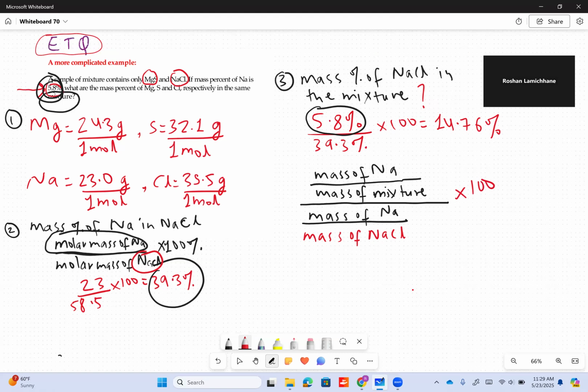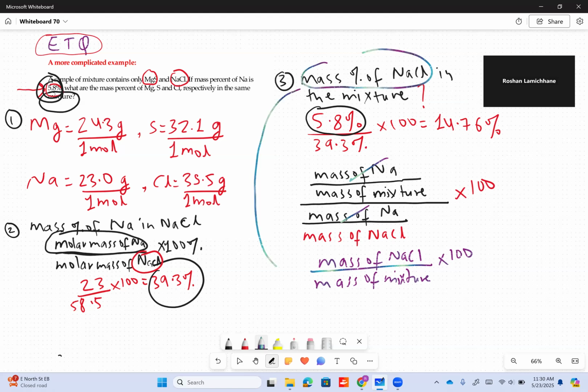Now, watch what happens. If you do it mathematically, the mass of Na cancels out with the mass of Na. The mass of NaCl ends up going to the numerator, and this will end up looking something like this: mass of NaCl divided by mass of mixture times 100. And wouldn't that be the mass percent of NaCl in the mixture? And that's why this formula works.